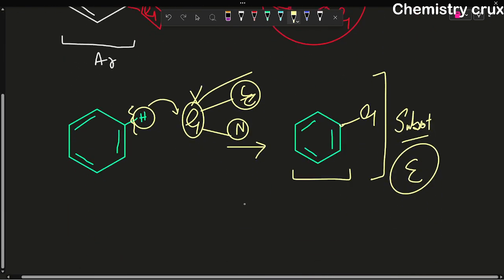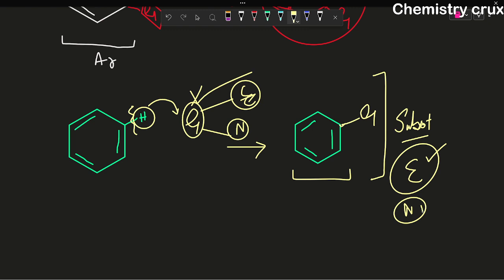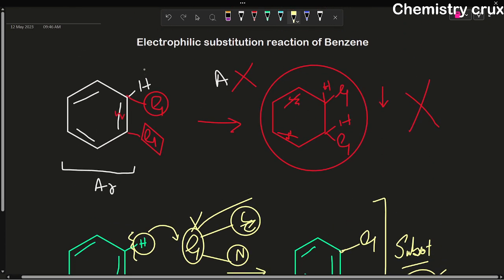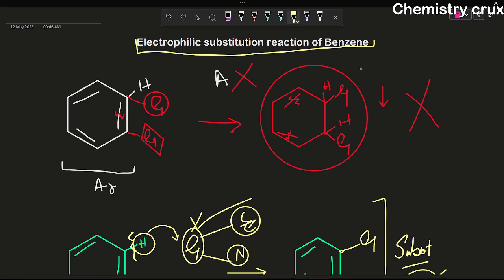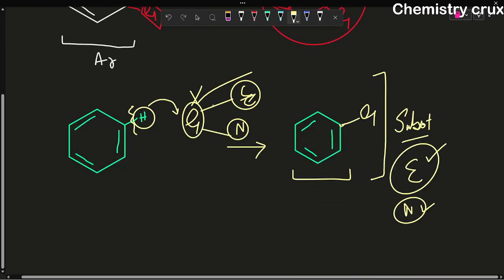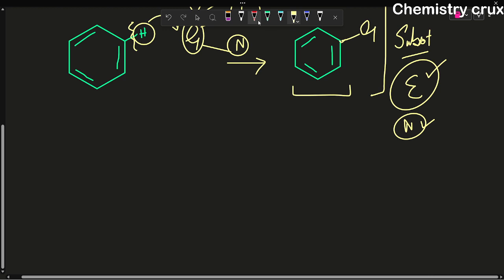Based on this incoming group, this can be classified as an electrophilic substitution reaction or a nucleophilic substitution reaction. In this video particularly, we'll be discussing electrophilic substitution reactions. We'll be taking up nucleophilic substitution reactions in some other video. Fine. So now let's see what happens in benzene. Let's take the mechanistic portion of this.